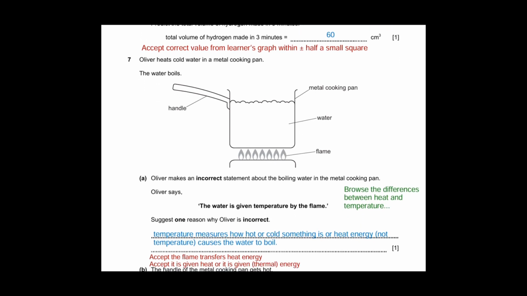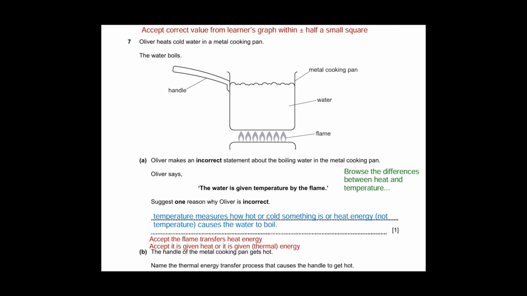Number 7 is about methods of heat transfer. I hope we remember conduction, convection, and radiation. I think I tried to make some notes on that down here. So if you forget, you need to quickly go back there and review them. So there is a hypothesis made, having looked at this diagram. Oliver made a hypothesis that water is given temperature by the flame. That means the flame is providing or is increasing the temperature in the water.